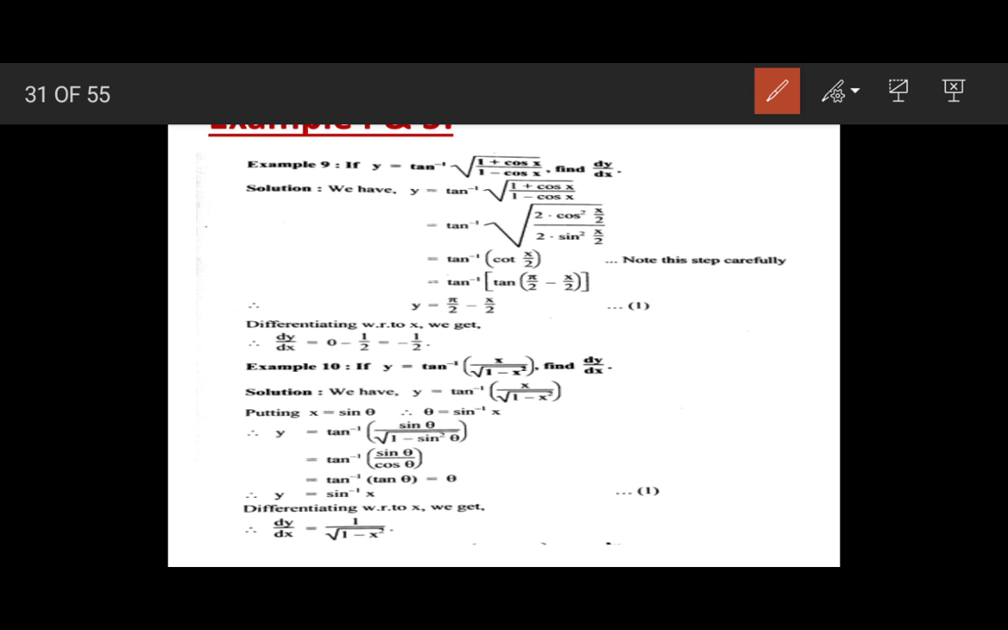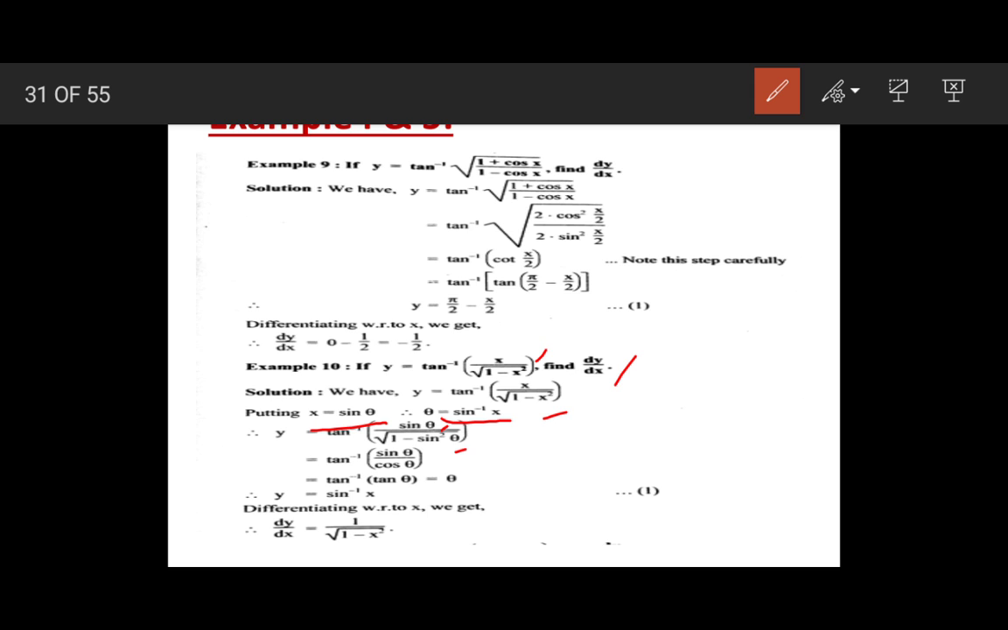See one more example. Fifth example is, if y is equal to tan inverse x upon root of 1 minus x square, then find dy upon dx. Okay. Now here y is equal to tan inverse x upon under root of 1 minus x square. Now we can substitute x as sin theta. So theta will be sin inverse x. Okay. So what we will get?